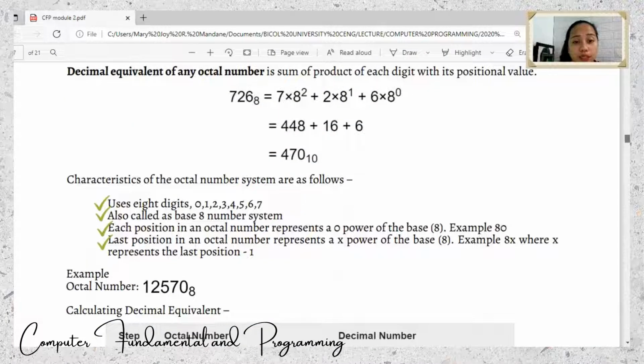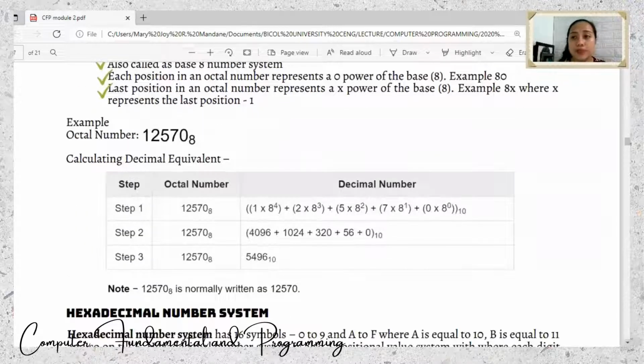The characteristics of the octal number system are as follows. It uses 8 digits: 0, 1, 2, 3, 4, 5, 6, 7, and is also called the base 8 number system. Each position in an octal number represents a power of the base 8, starting at 8 to the 0 power. The last position in an octal number represents an x power of the base 8, 8 to the x, where x represents the last position minus 1.